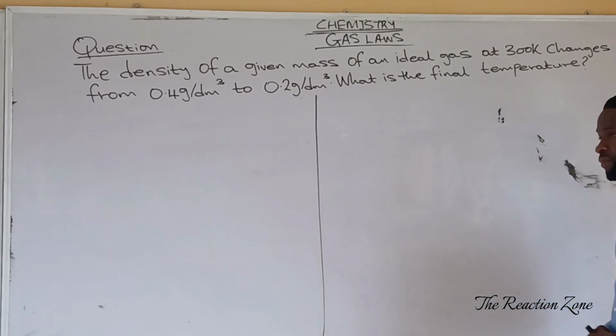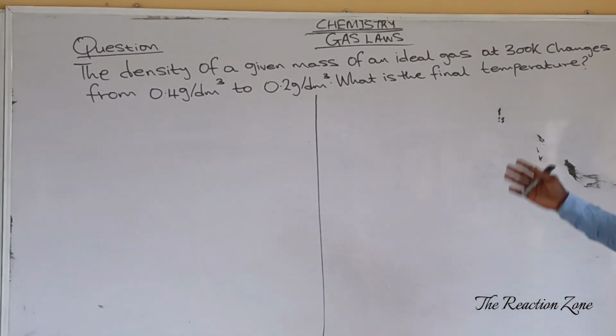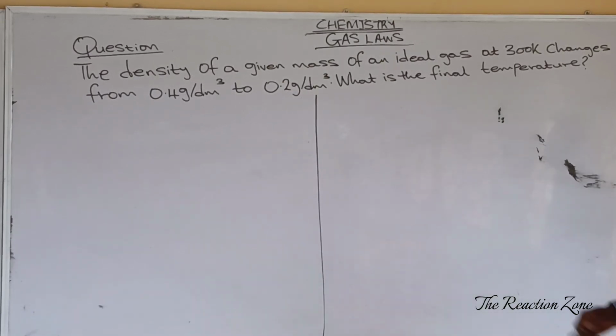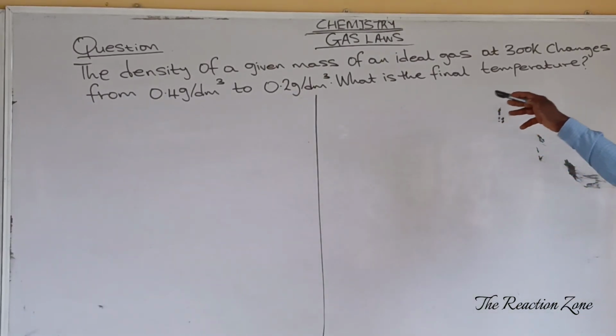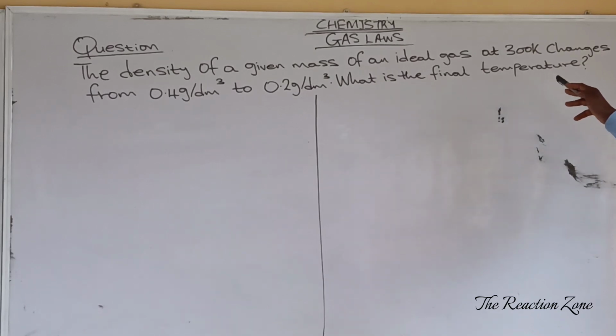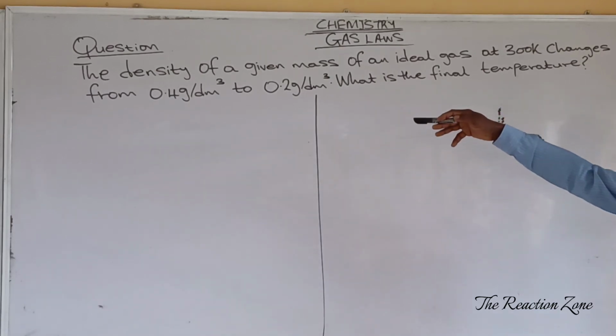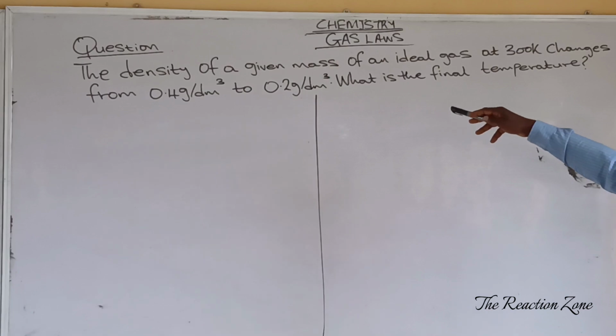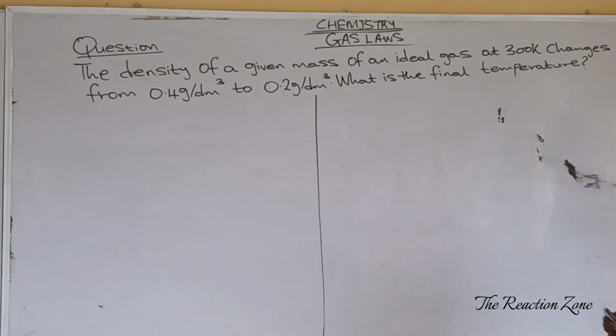In today's lesson, we're going to solve the question on the board using Charles' law. And the question is as follows. The density of a given mass of an ideal gas at 300 Kelvin changes from 0.4 grams per dm³ to 0.2 grams per dm³. What is the final temperature?